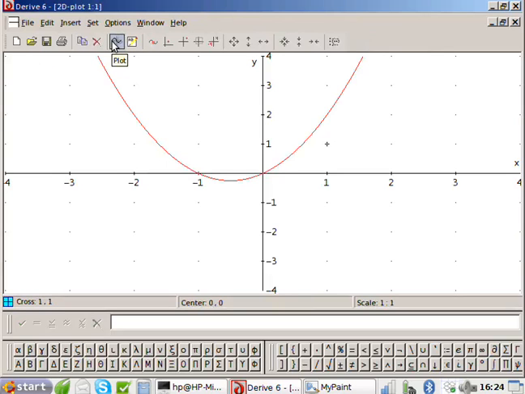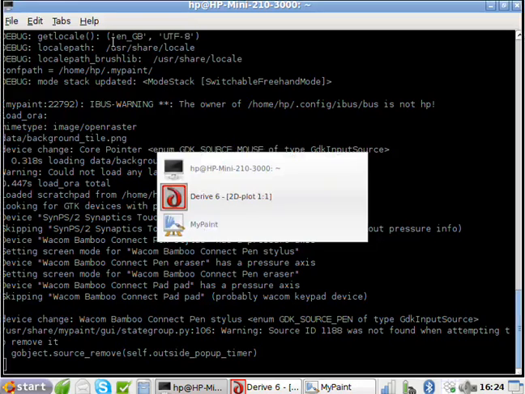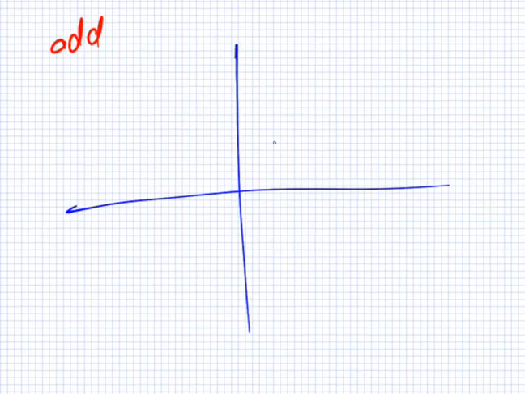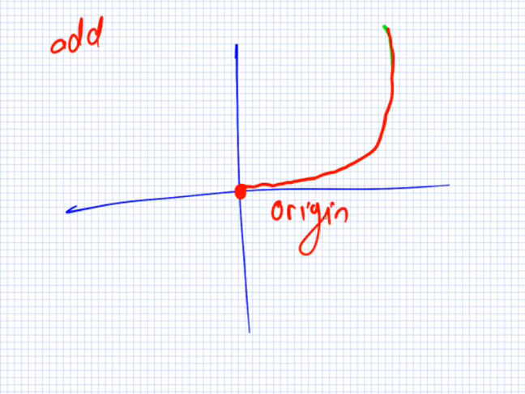What other graphs are even? x squared is one. Anything else? Minus x squared. Correct. Minus x squared. What about x squared plus x plus 1? Is it even? No. Because look at the graph for x squared plus x plus 1. That's not even.